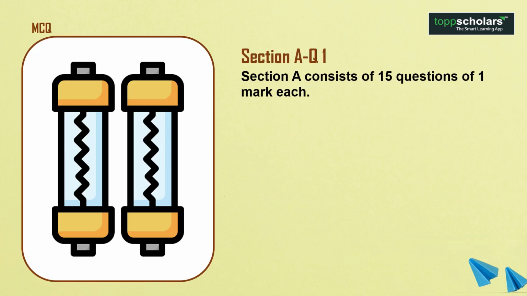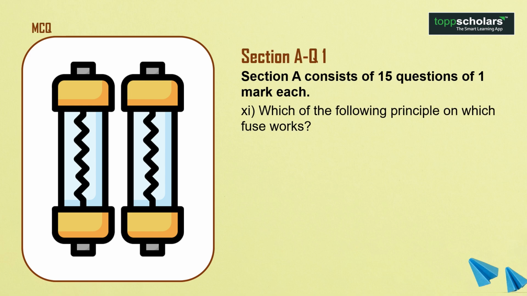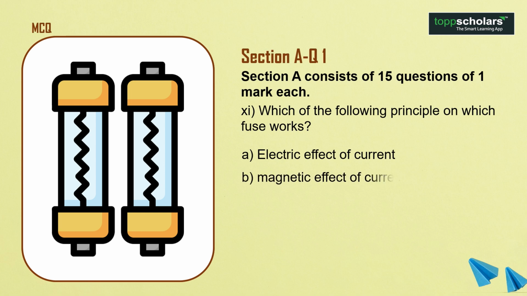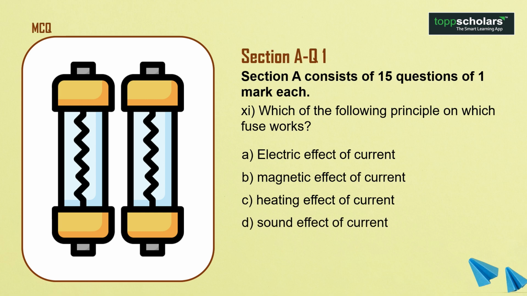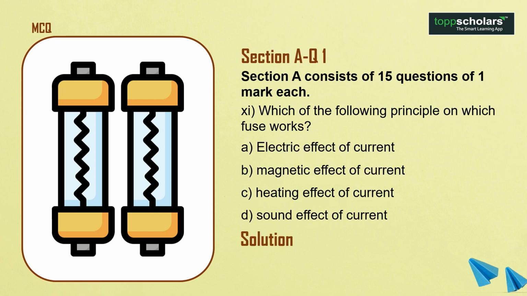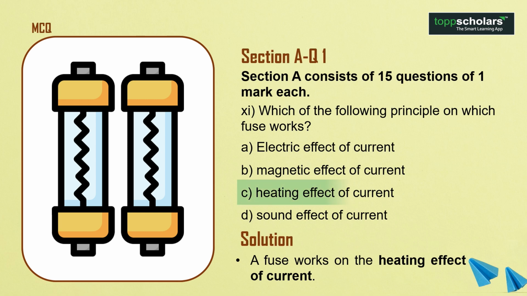It says, which of the following principles on which fuse works? A is electric effect of current, B is magnetic effect of current, C is heating effect of current, and D is sound effect of current. What is the solution to this? A fuse works on the heating effect of current. So which option is correct? Option C is the correct option.